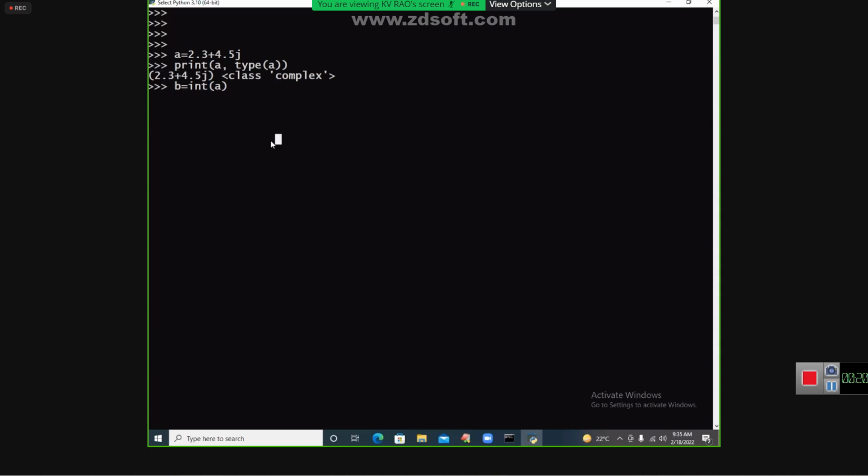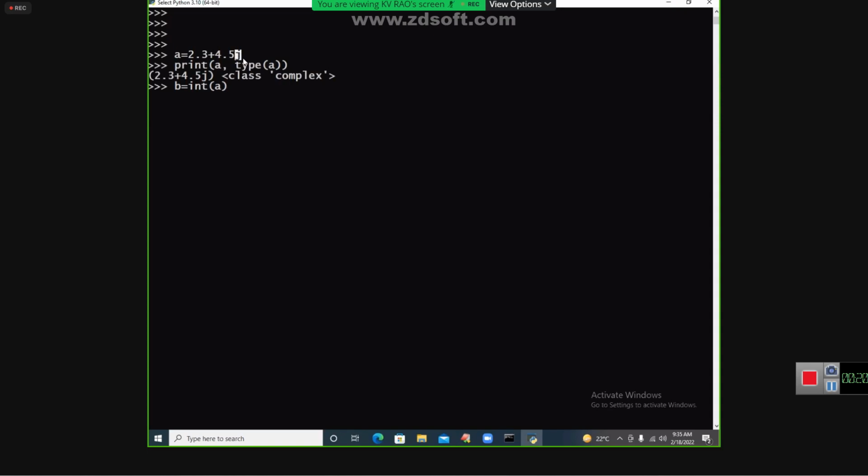A is 2.3 plus 4.5J, class complex. B is equal to int of A. Now coming to the point of int of A, it is going to give you an error: cannot convert. Because there is a special symbol called J.